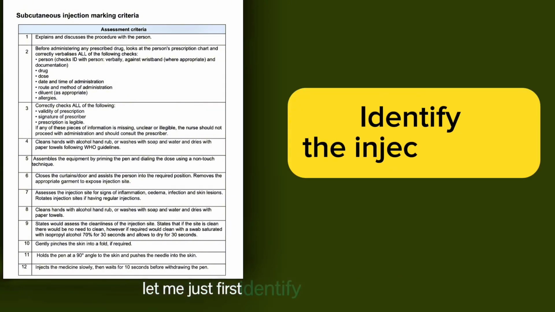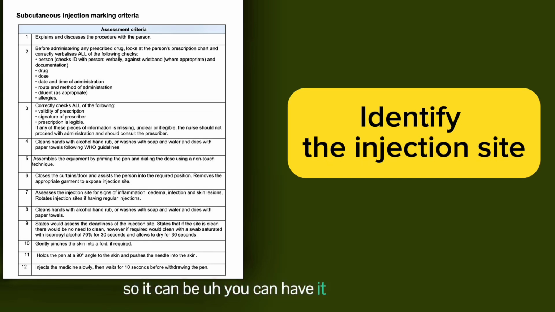Let me just first identify the injection site. You can have it on your tummy, below the belly button, and the upper side of your thigh, and on your bottom. So where do you want it? Where did you have your last injection? We need to rotate the area of injection, especially if you are having regular insulin injections. Can I have a look please? There is no sign of inflammation, edema, rashes or skin lesion.